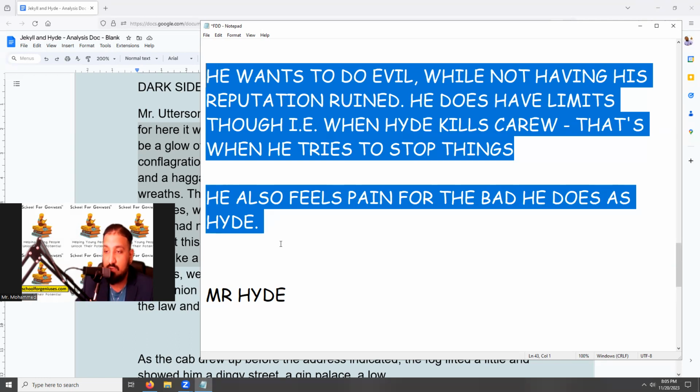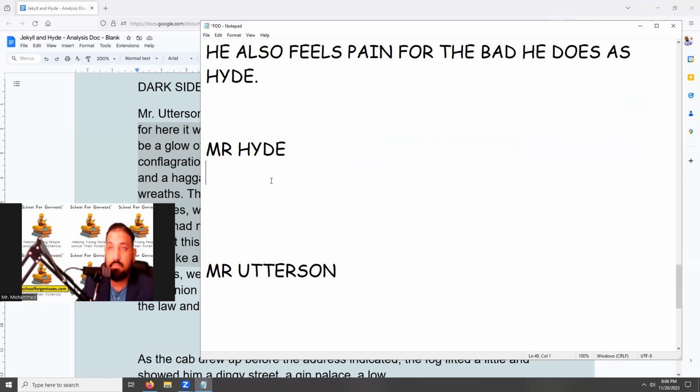You can also say that he feels bad because he ultimately kills himself. Whether he kills himself because his reputation is ruined and he knows he can't fix it, or because he feels bad, it's up to you. I'll let you think about it. You can decide for yourself. Both could be correct. You need to think about it yourself. Okay, anyway, next is Hyde.